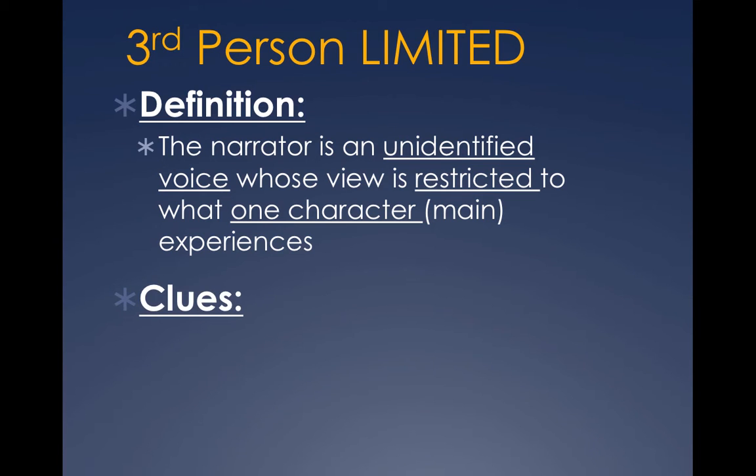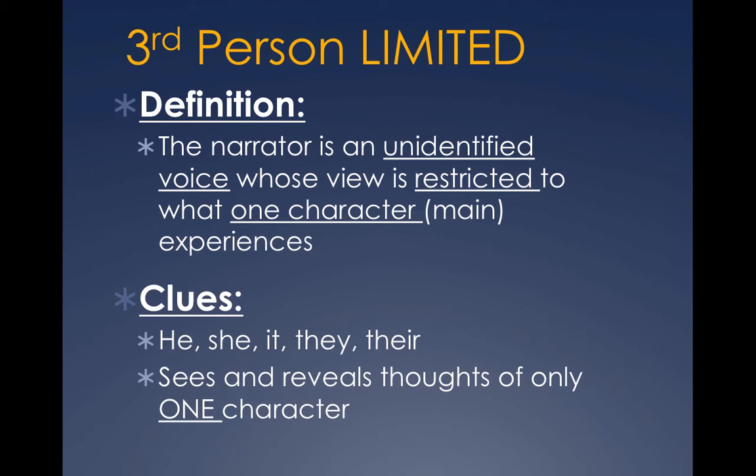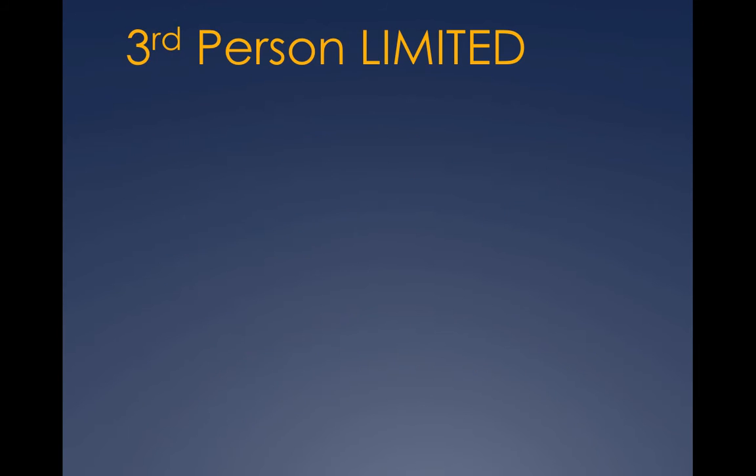Some clues to identify third-person limited. We'll see the pronouns he, she, it, they, and their. Him, her, any forms of these pronouns we'll see in third person. They're similar to third person omniscient, so we want to make sure that we're careful, and there will be different ways to differentiate between the two. We also see and are revealed the thoughts of only one particular character. We won't see the different thoughts of all the characters. We will stick closely just to one specifically.